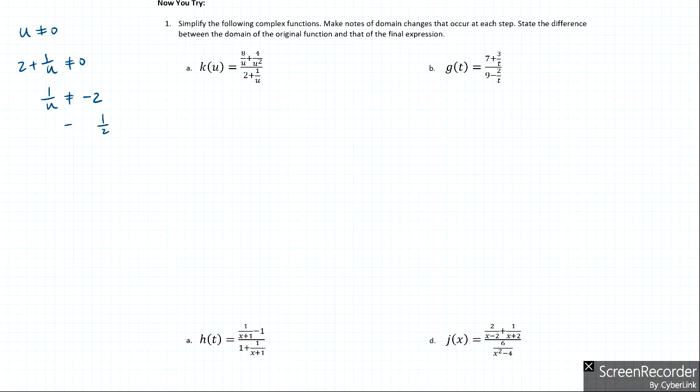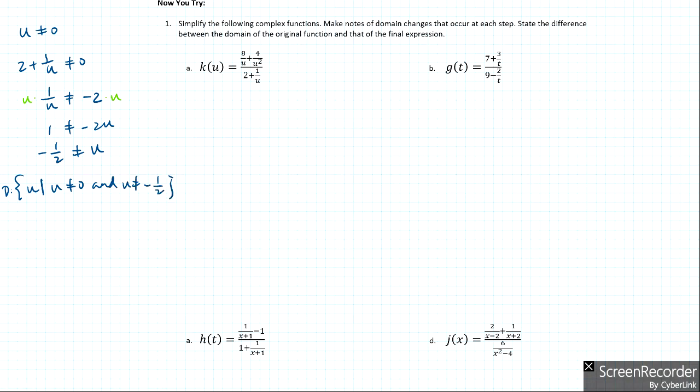Alternatively, you can also go through the process of multiplying u on both sides in this step, and that gives us 1 doesn't equal negative 2u, and to find u, we divide by negative 2 on both sides and get negative 1/2 as well. So no matter which method you use, you should get u doesn't equal negative 1/2. And that gives us our original domain. U doesn't equal 0 and u doesn't equal negative 1/2.